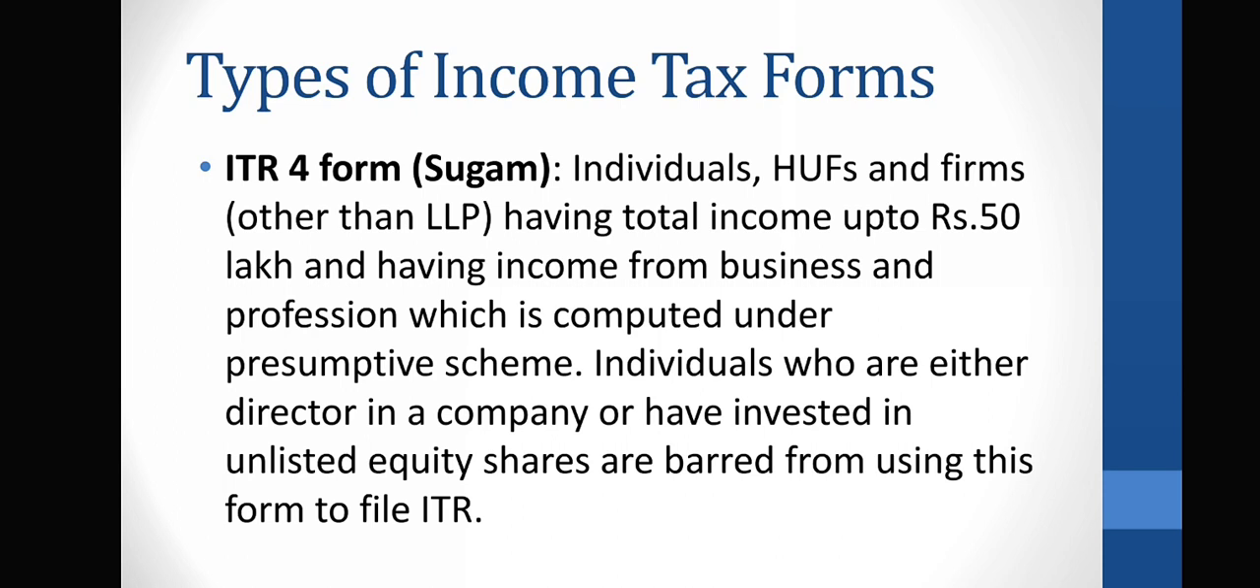The next one is ITR 4. It is also known as Sugam. It is for individuals, HUFs, firms other than LLPs having a total income up to Rs 50 lakhs and having income from business and profession, which is computed under presumptive scheme. Presumptive scheme means the tax which is charged at 8%, 6% or 50% under the respective sections. Individuals who are either a director in a company or have invested in unlisted equity shares are barred from using this form to file income tax return.